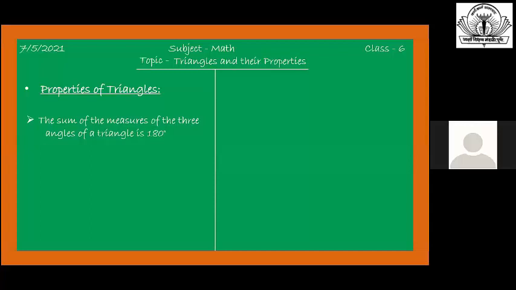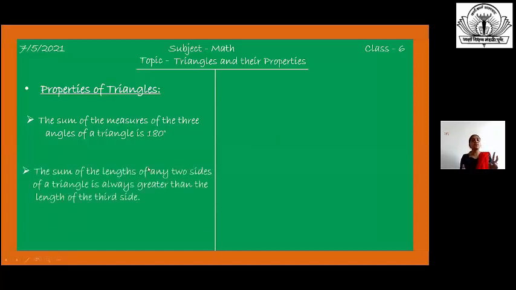And the second property was, can anyone tell me? The sum of any two sides is greater than the third one. The sum of the lengths of any two sides of a triangle is always greater than the length of the third side. So these were the two properties of triangles. So this much we have studied in our today's class.